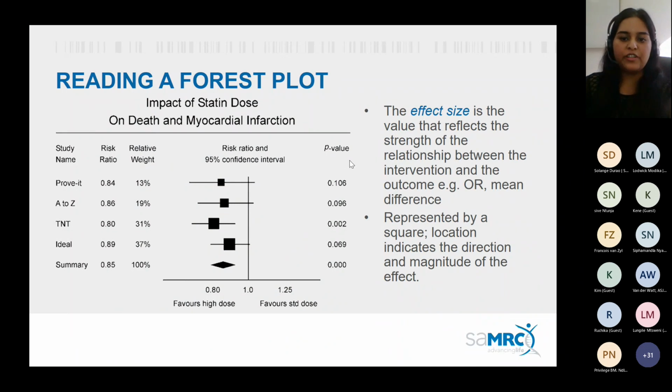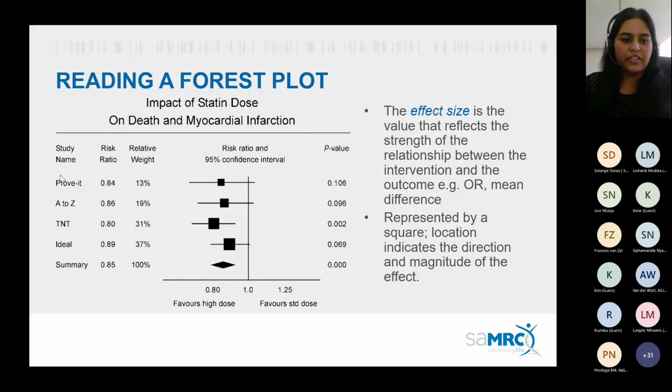The effect size or effect measure is the value that reflects the strength of the relationship between the intervention and the outcome. For example, you can have an odds ratio or mean difference, but in this case, we have a risk ratio. It's represented by a square on the forest plot. The location indicates the direction and the magnitude of the effect.